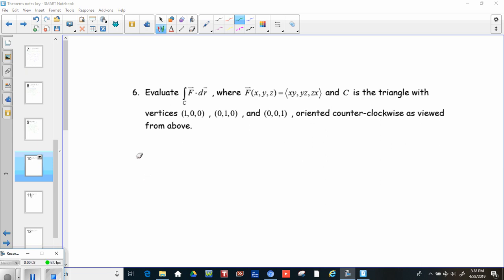Alright, video 3, and as you can see, I still have an eraser here as a pen, but again, if it works, it works, so we're going to go with it. At least it's got something.